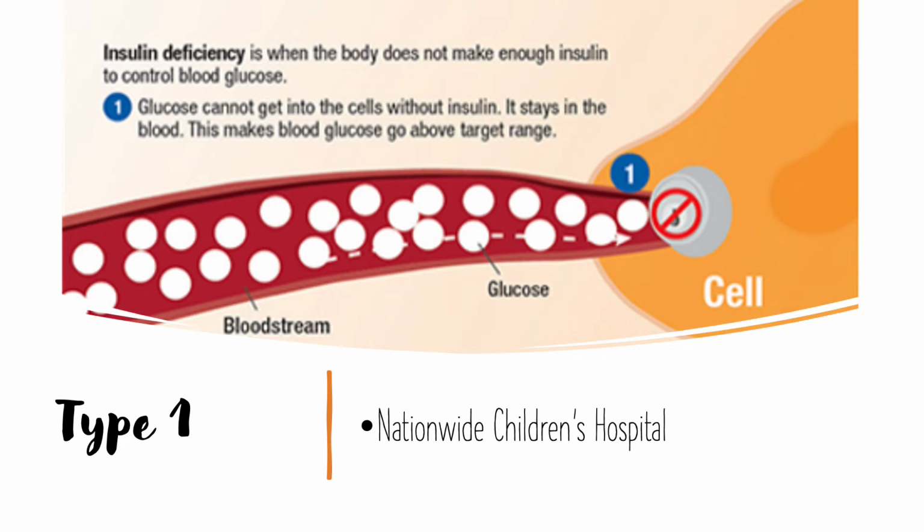This diagram explains a little bit more about type 1 diabetes and the insulin deficiency. The little white dots represent the glucose in the bloodstream, where glucose cannot get into the cells without insulin due to the lack of insulin in the body.